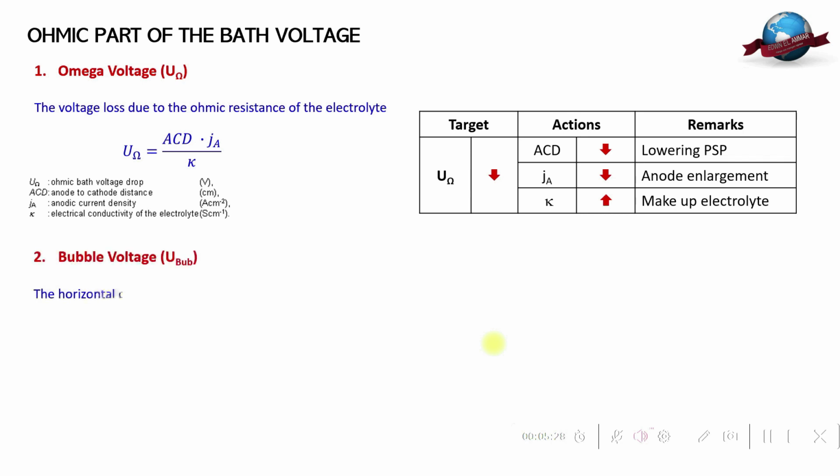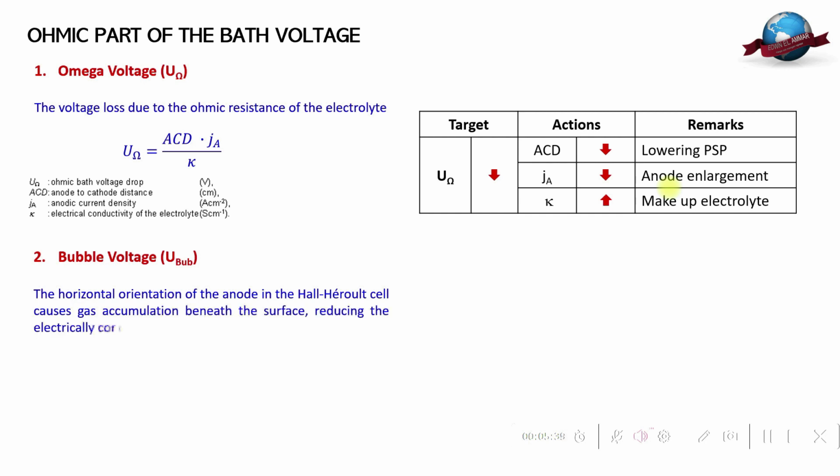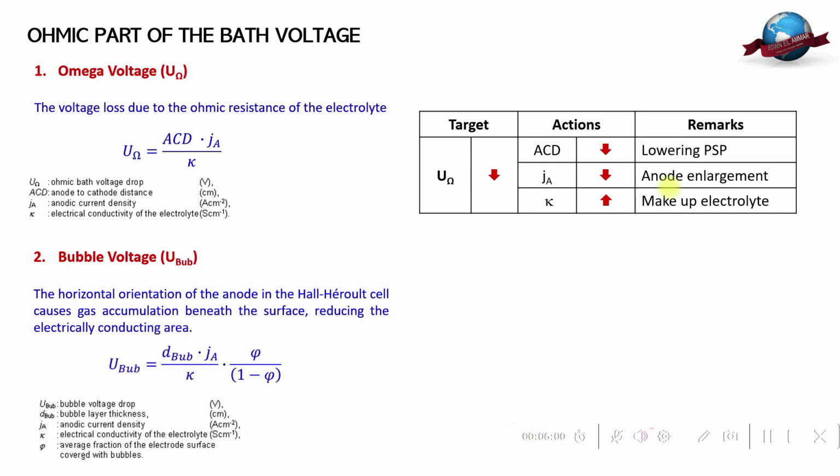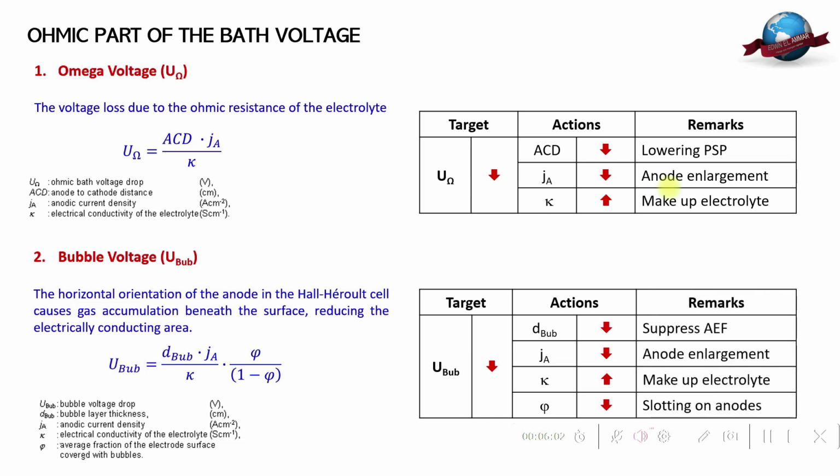2. Bubble voltage, U bub. The horizontal orientation of the anode in the Hall-Héroult cell causes gas accumulation beneath the surface, reducing the electrically conducting area. In order to lower U bub, these things should be done.